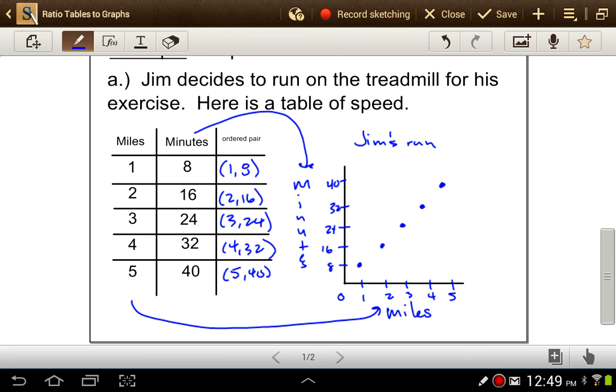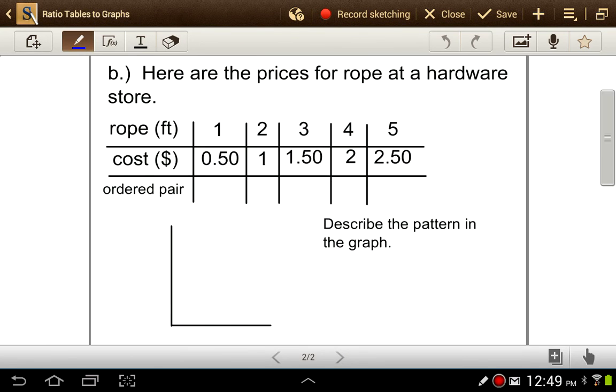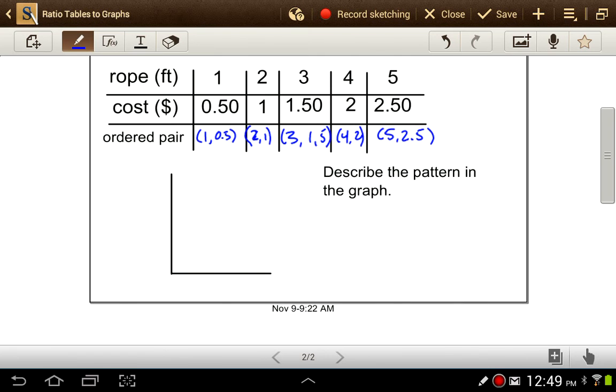If you need to pause, go ahead. Otherwise, I'm going to move on to my next example. Here are the prices for rope at the hardware store. We have my rope, in feet, and how much it costs. So I'm going to write my ordered pairs: 1, 0.5; 2, 1; 3, 1.5; 4, 2; and finally 5, 2.5. Now I'm going to graph that information. On the top, the title is going to be Rope Prices.